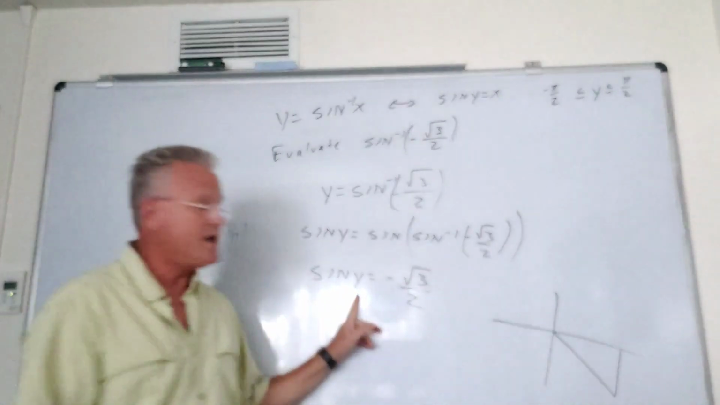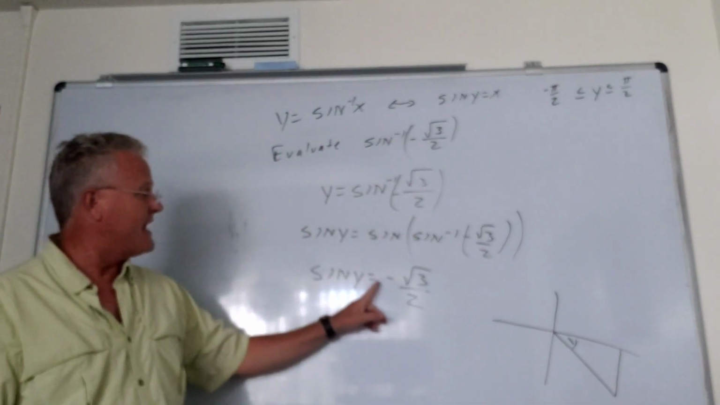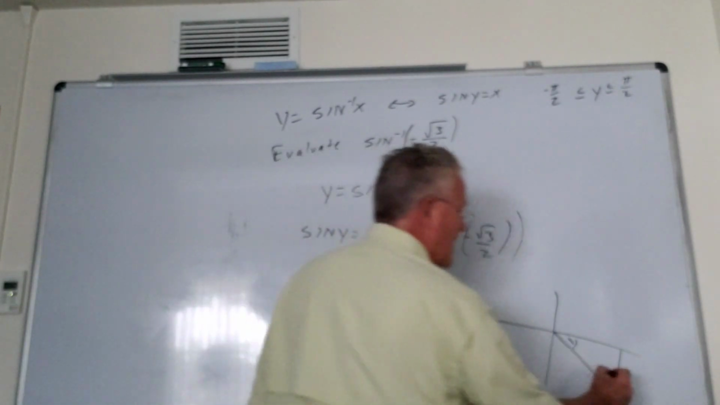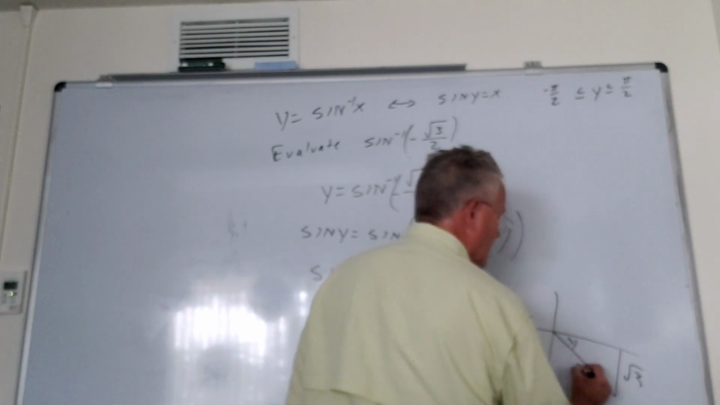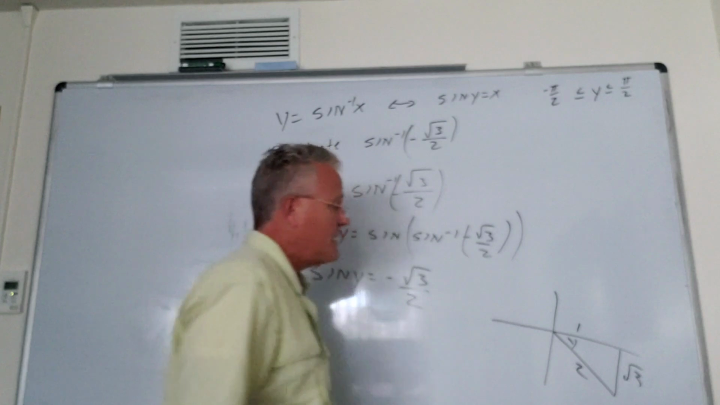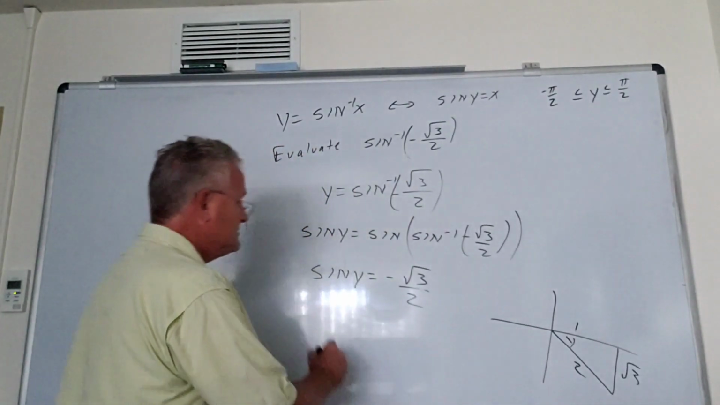Our angle is y. Let's make this angle y. And sine is opposite over hypotenuse. So opposite over hypotenuse. And this is the 1, 2, square root of 3 triangle. And opposite the square root of 3 is 60 degrees.